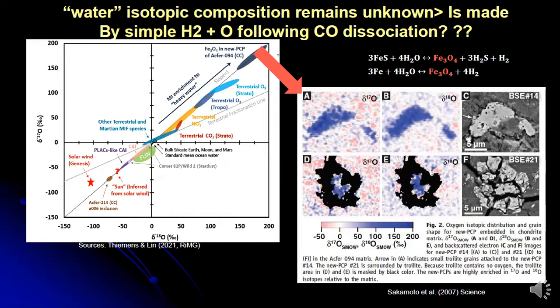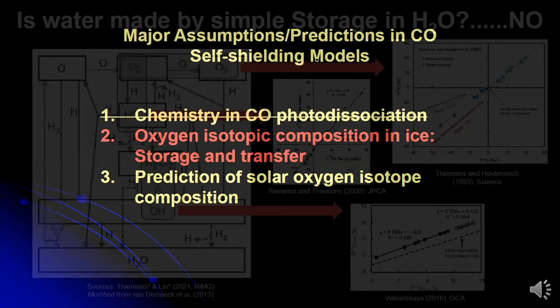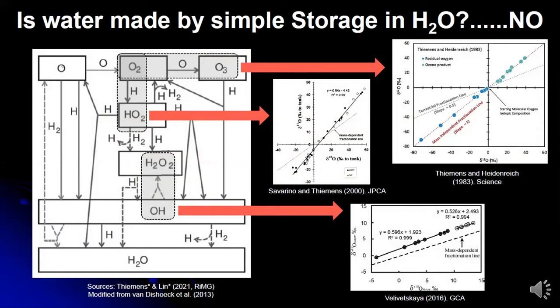So the question is, does the water actually really simply take the oxygen from self-shielding from CO dissociation and convert it into water without any other process? And the answer is no. Here's a paper from Ewine van Dishoeck, 2013, where they show all the reaction mechanisms. And we and others have measured the fractionation factor with all these steps. So there's intermediate isotope effects that remove part of the oxygen before it gets to water. None of this goes into the models.